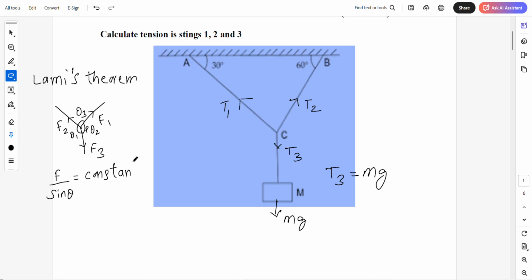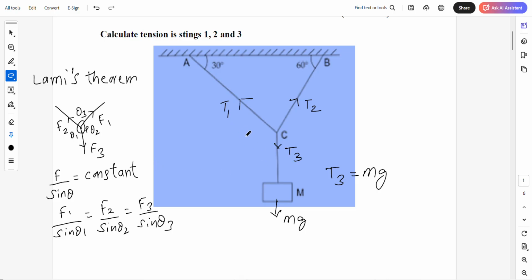Please learn the concept so that you can understand the problems very clearly and do the problems very easily. Now here I can write F1 by sin theta 1 is equal to F2 by sin theta 2 and that is equal to F3 by sin theta 3. Observe the angles. Observe the forces. This is F1, F2 and F3. For F1, theta 1 is here. For F2, theta 2 is here. And for F3, theta 3 is here. Hope you have understood this.